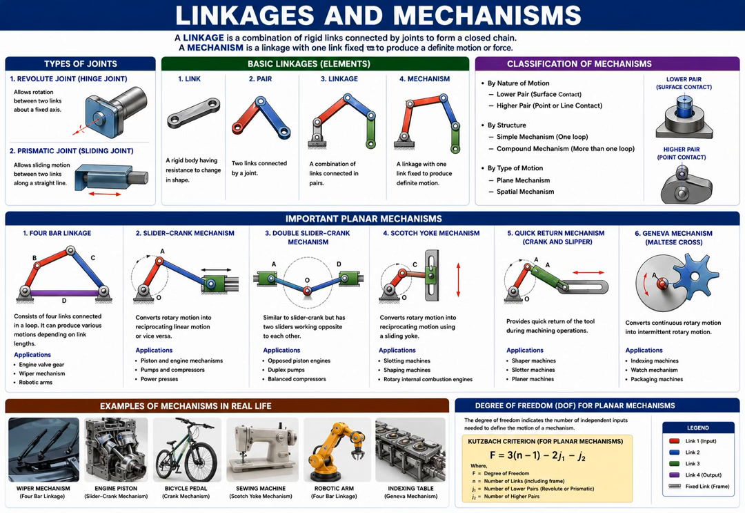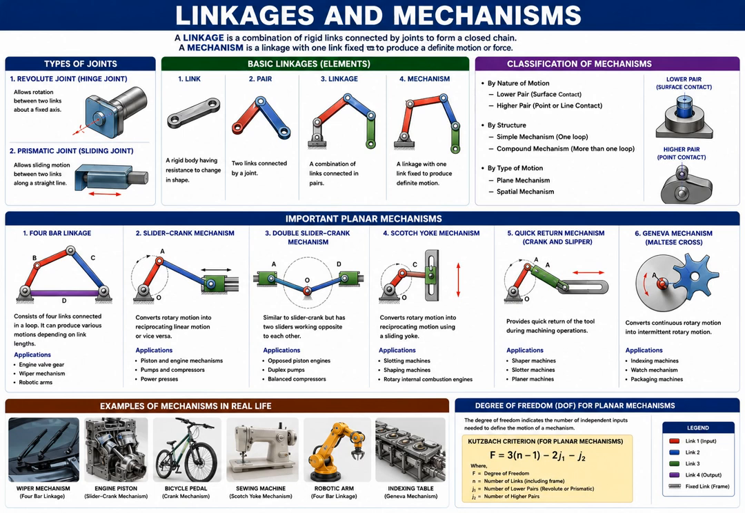Now look at the real life examples below. Windshield wipers, engine pistons, bicycle pedals, sieving machines, robotic arms all use linkage systems. This is why mechanisms are called the language of machine motion.